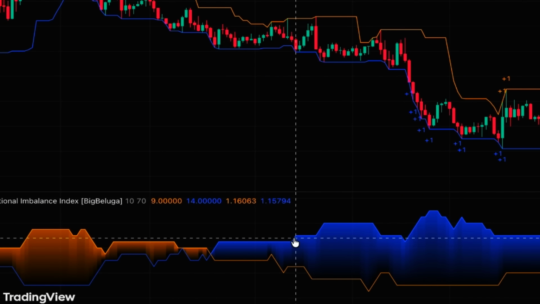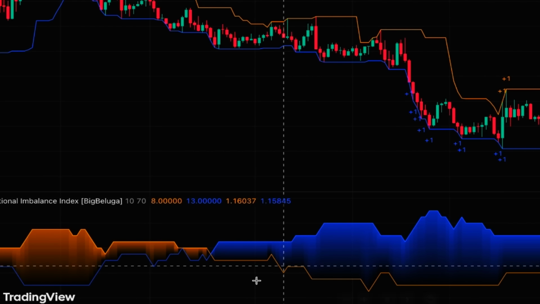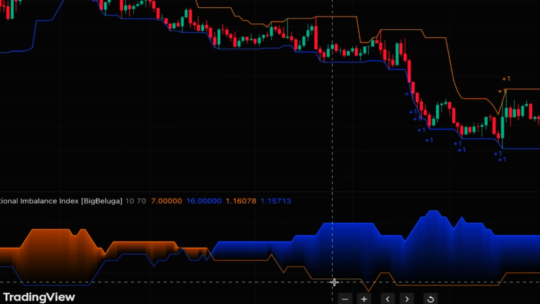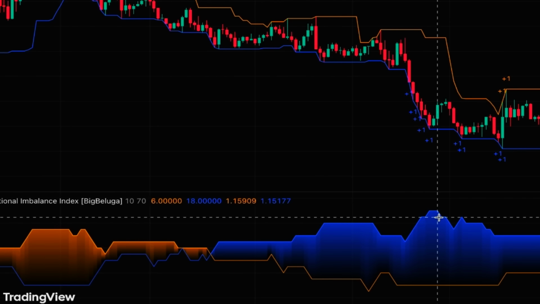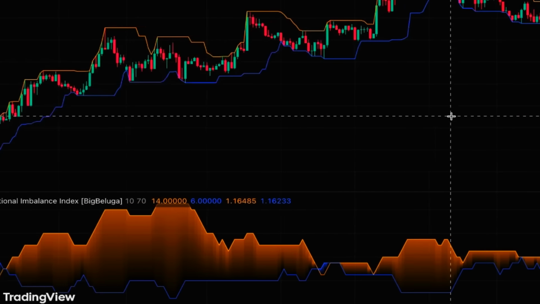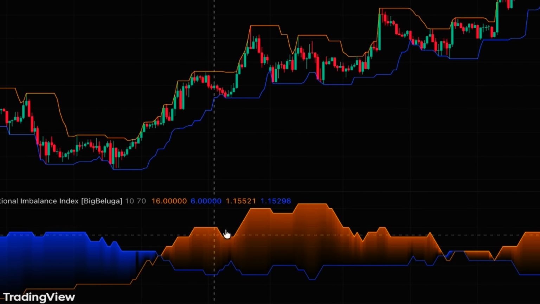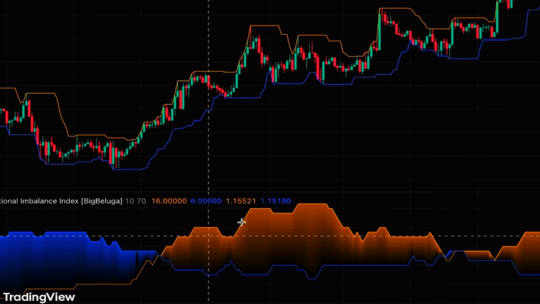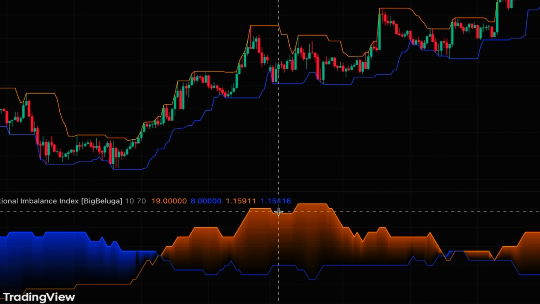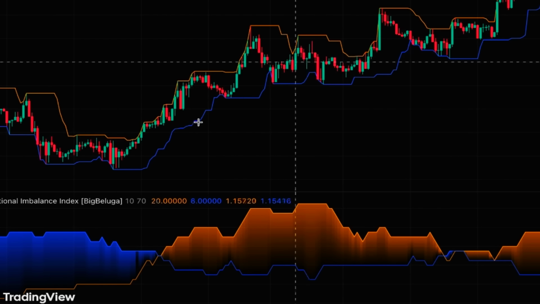When the blue line, which is related to sellers or bearish pressure in the market, is rising, on the other hand, the orange line, which is related to bullish pressure, is falling. So here we know that sellers are dominant and we have more bearish pressure in the market, and this means that the price is declining in a downtrend. On the other hand, when the orange line, which is related to bullish pressure in the market, is rising, the blue line on the other hand is falling, and this shows that buyers are dominant and we have more bullish pressure in the market. So the price is advancing in an uptrend.